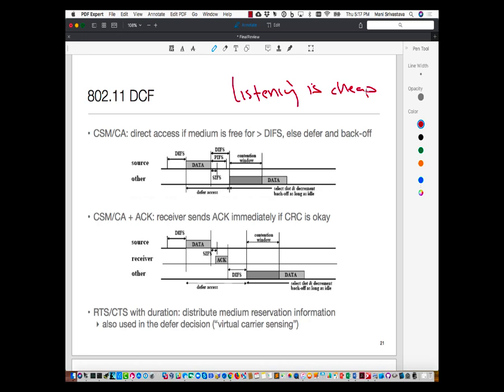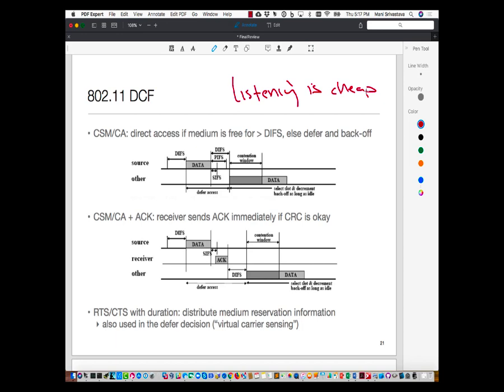Why did we have this random delay? Yeah, there might be multiple people waiting, and therefore, if we didn't have this delay, they will all transmit at the same time. So we want to stagger them out.